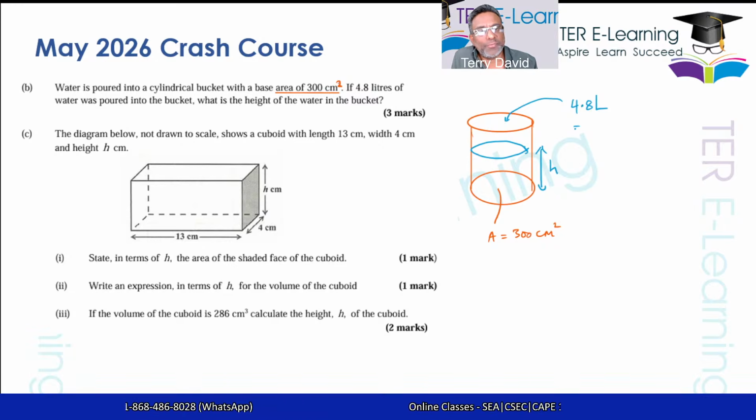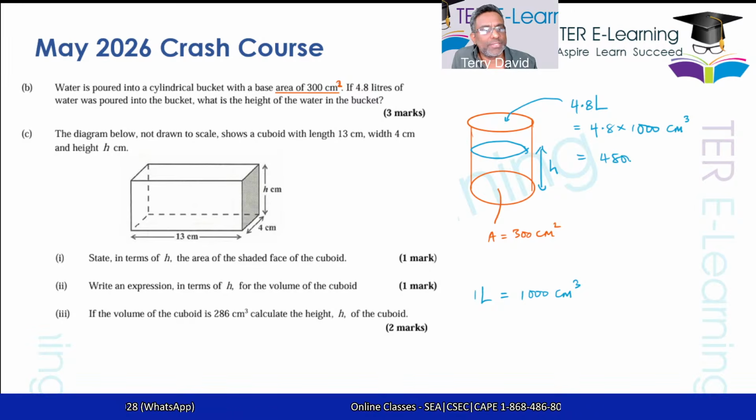First of all, let's convert that 4.8 liters into cm cube. You need to know that 1 liter is equal to 1000 cm cube. So if I have 4.8, all I need to do is multiply by 1000 to convert that into cm cube. So this is going to be 4800 cm cube. That's the volume of water that we're pouring into this container.